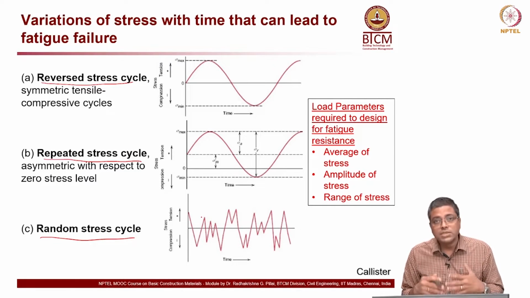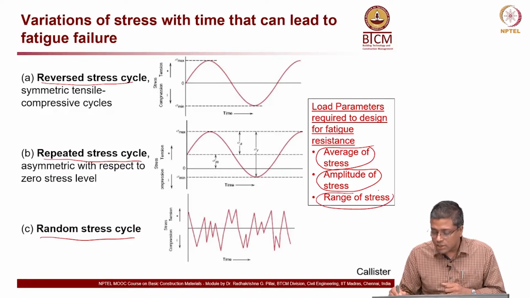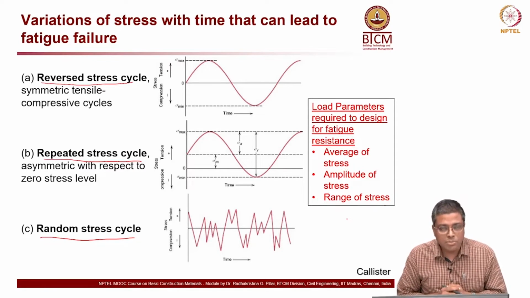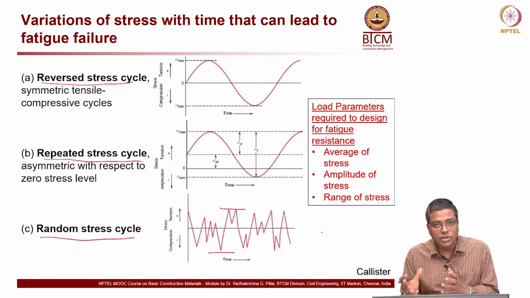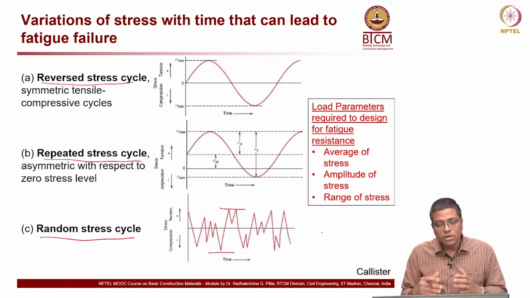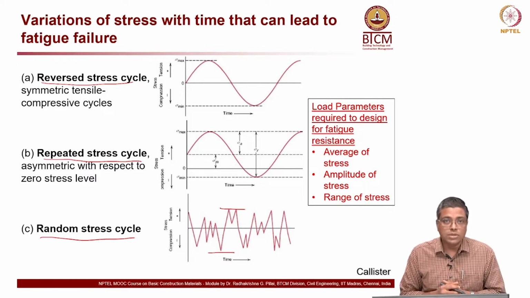But still, for design purposes, we try to design by using 3 parameters, which are mainly the average of the stress, the amplitude of the stress, and the range of stress. So, we consider these 3 parameters for design purposes, by approximation of the loads which are coming. So, this will give me the range of the load, and then maybe I am able to model this load pattern and fit it to some kind of equation, and then that model and the corresponding 3 terms, the average, the amplitude and the range of stress, can be used.